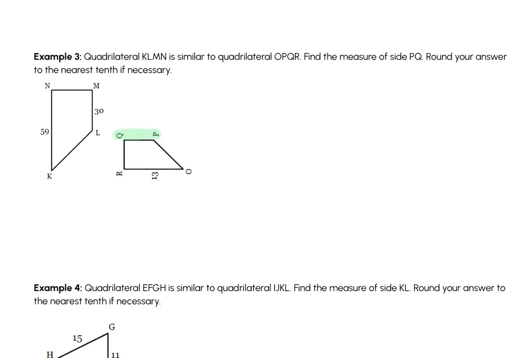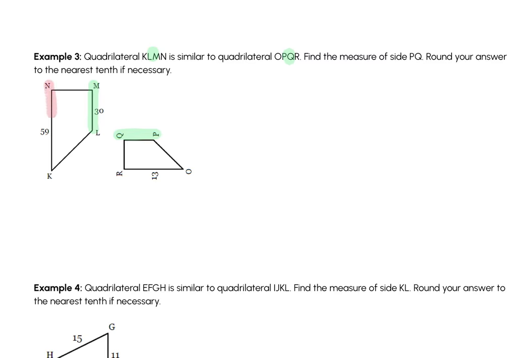So step 1 is to identify my corresponding sides. So I'm thinking, what side goes with PQ? PQ is the middle 2 letters, so it's going to go with L and M. That's this side here. And now I need to pick a pair of sides that I know.